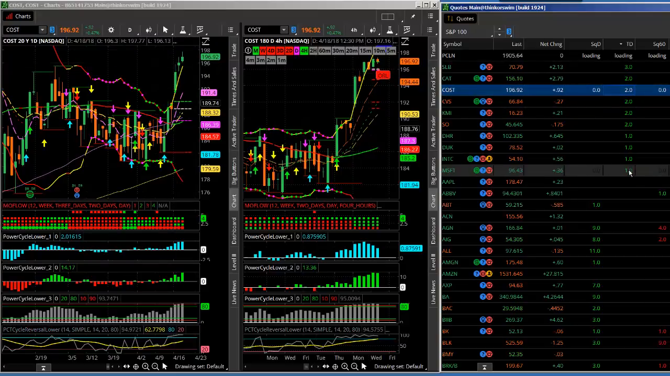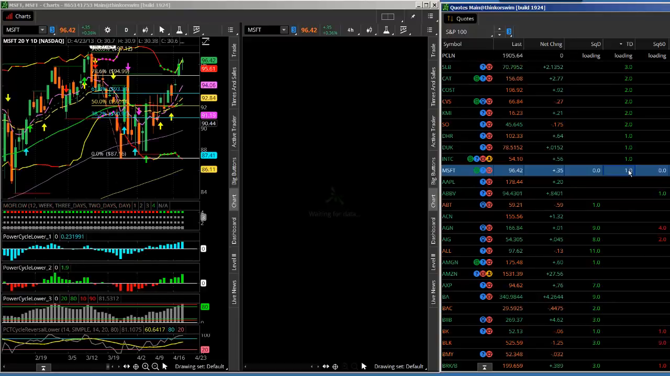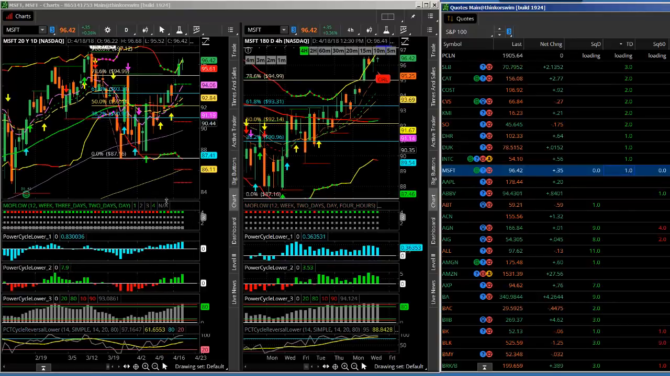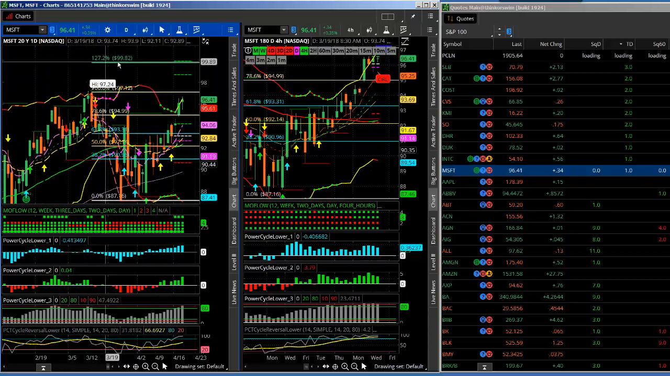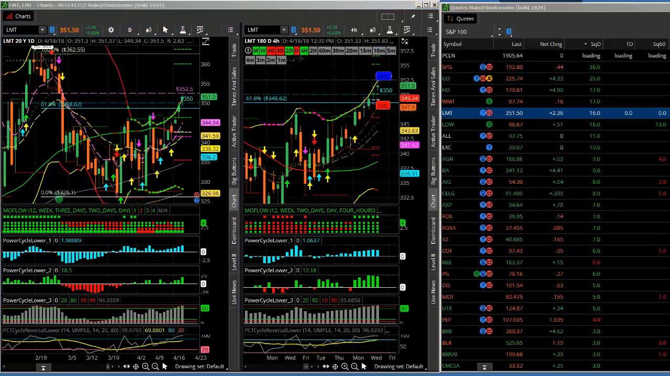Now here's one that just fired on Microsoft. This is a volatility squeeze, and you can see this is on Microsoft, which is triggered to the upside. It's got a potential to get back up here to that prior high, 97.17. And then the next area we'll look for is a target up here to the 1272 at close to $100.